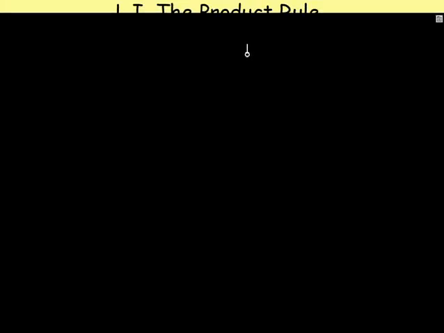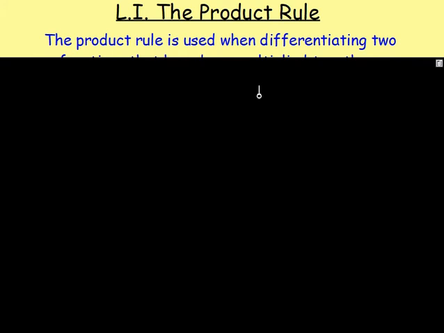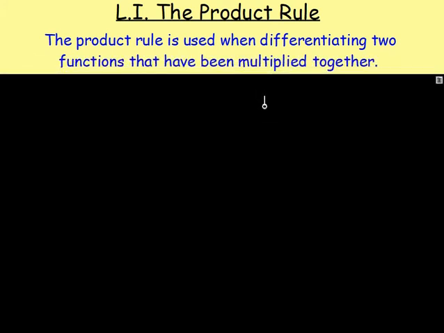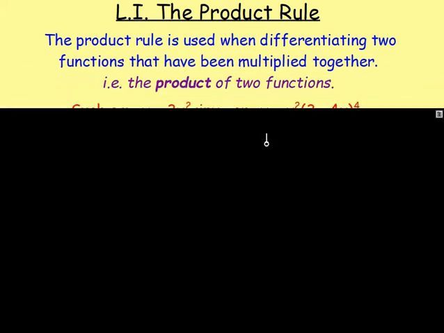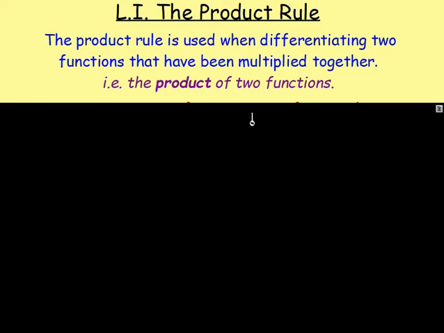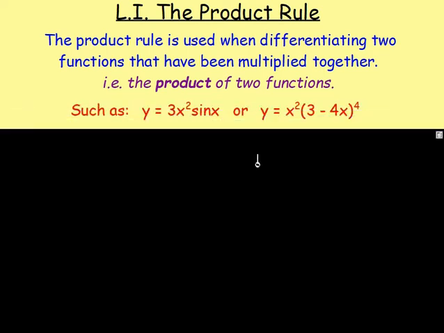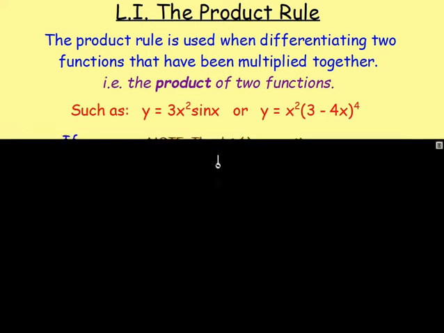Well, it's obviously to do with differentiation, and the product rule is used when differentiating two functions that have been multiplied together, i.e. the product of two functions. Such as y equals 3x squared sine x, that's 3x squared times sine x, so it's two functions, both in terms of x, or y equals x squared times 3 minus 4x to the power of 4. Again, we've got two functions there, both in terms of x, that have been multiplied together. So we would have to use the product rule in order to differentiate the result.